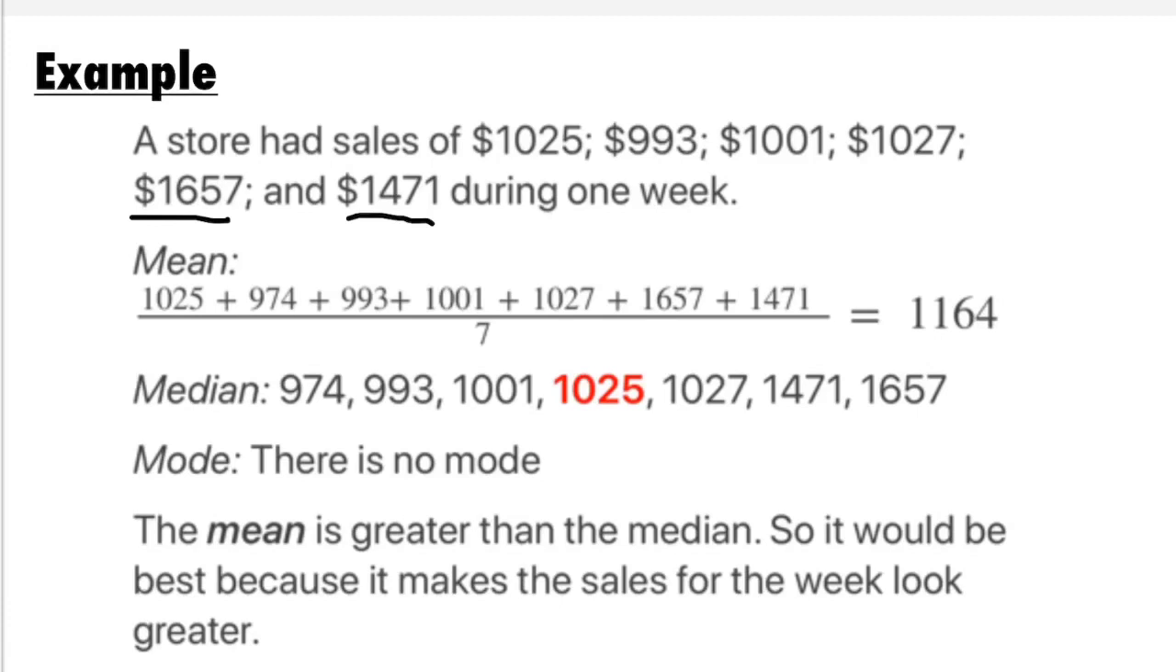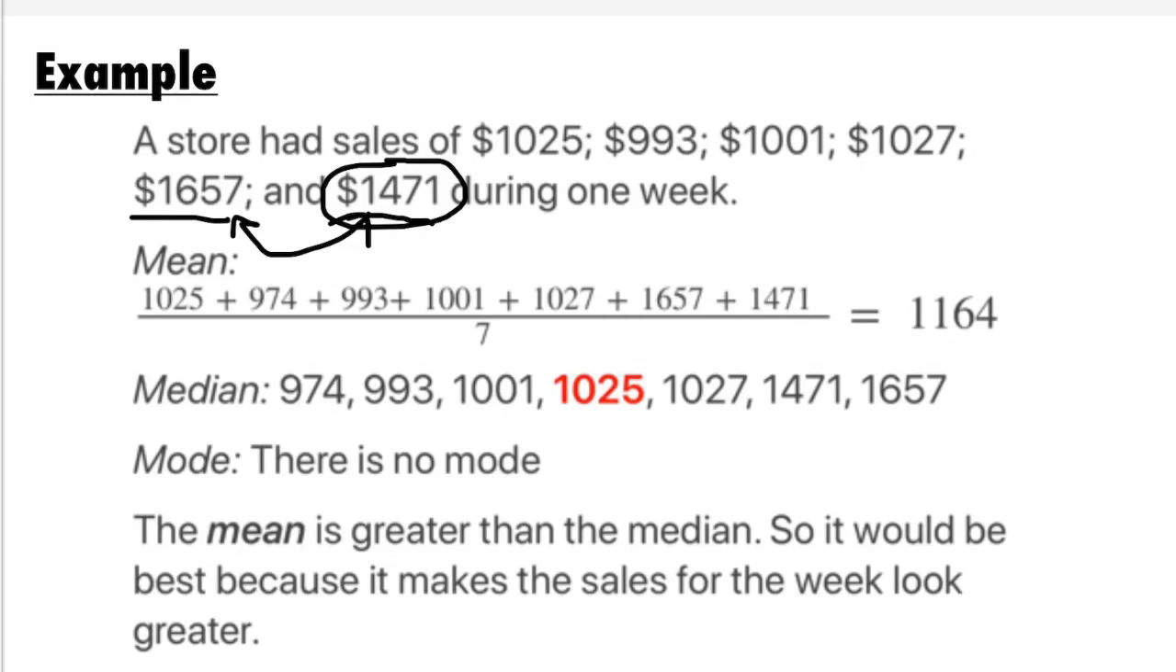There's really not an outlier, even though a lot of my students think, hey, 1,657 is much bigger than the others. It is, but because of this 1,471, this is another number that is kind of much higher as well. And you can only have one outlier for it to be an outlier. So this kind of brings those numbers together by having 2 higher numbers.